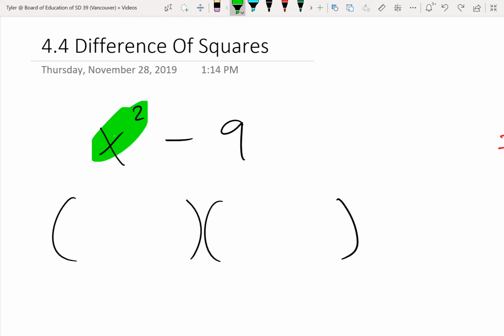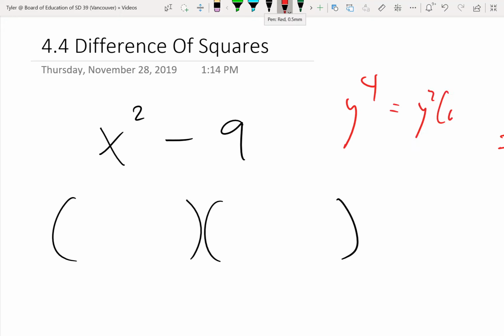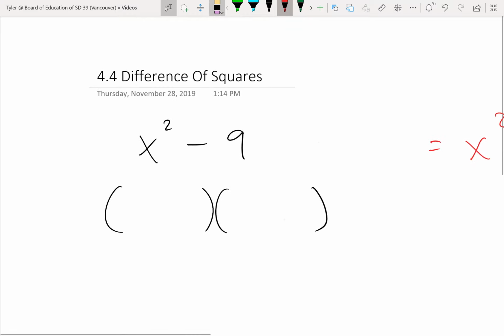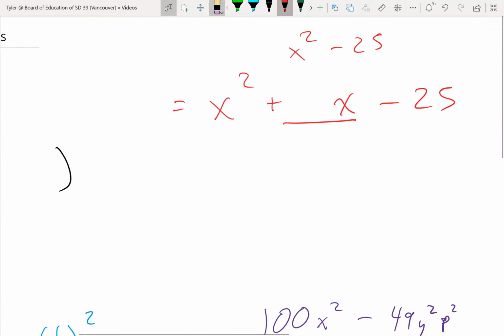The last thing is the first term and the last term have to be perfect squares, so that means like x squared, 9, which is the same as 3 times 3, any examples like that. The other weird ones are like y to the power of 4, it's the same as y squared times y squared, same idea.